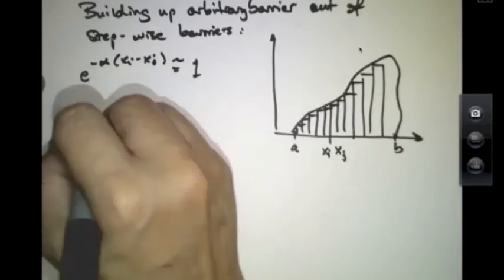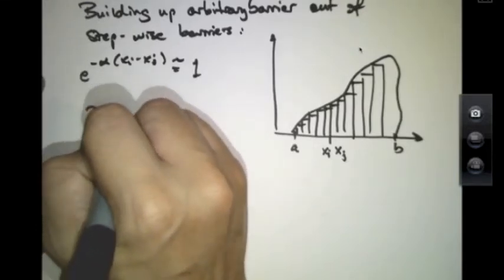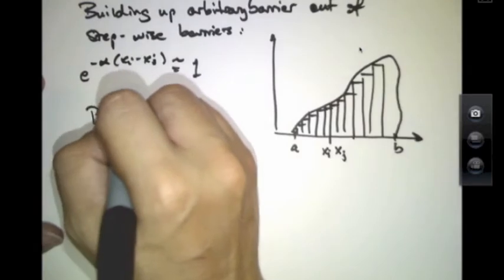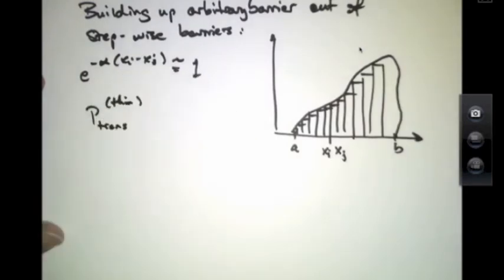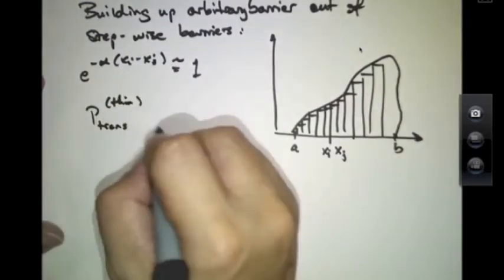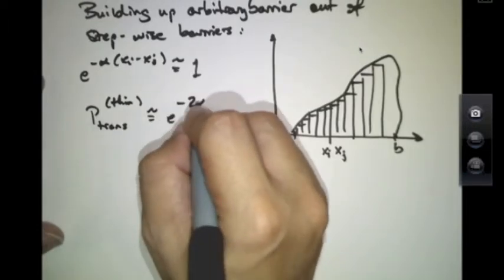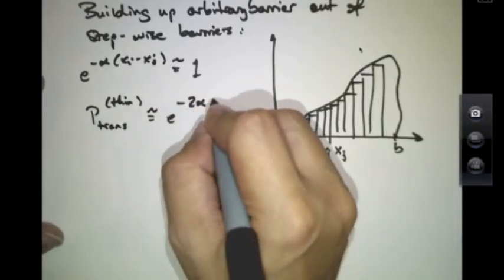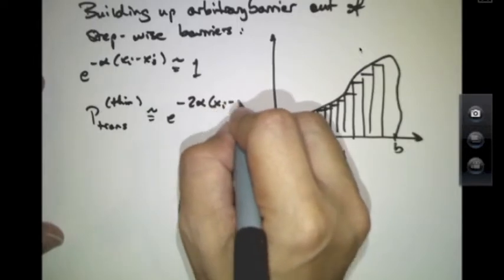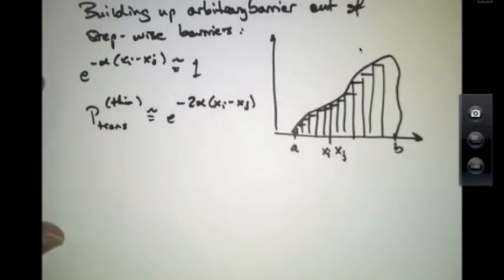So the probability of transition for a thin barrier will approximately equal e to the minus 2 alpha (xi minus xj), because in our previous expression, the ratio out front will approximately reduce to 1.